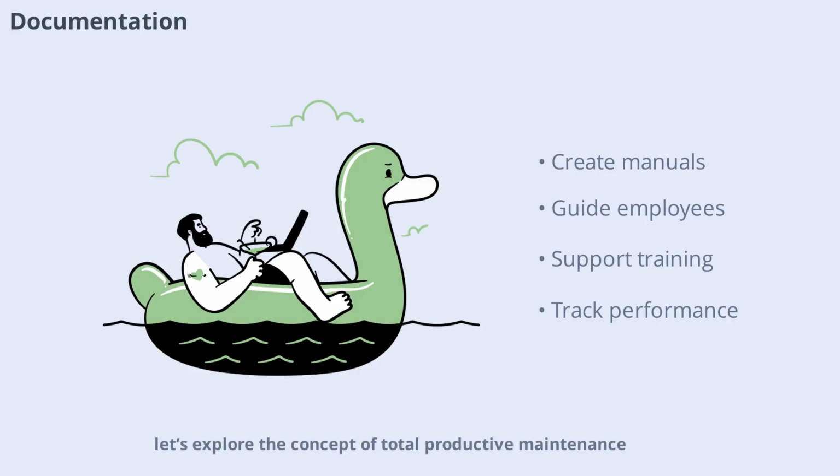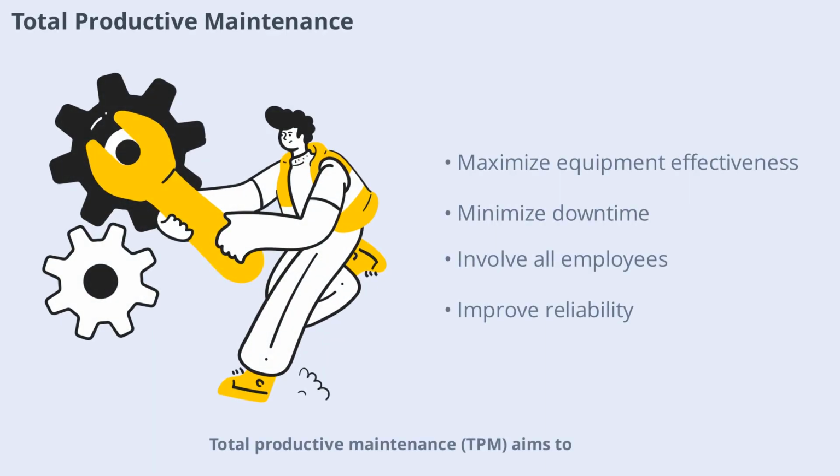Now, let's explore the concept of total productive maintenance. Total productive maintenance, TPM, aims to maximize equipment effectiveness and minimize downtime. Operations managers involve all employees in maintaining equipment, conducting regular inspections, and addressing issues proactively. TPM improves reliability, reduces costs, and extends the lifespan of assets. It also fosters a sense of ownership and teamwork among staff. Total productive maintenance is a key strategy for achieving operational excellence.